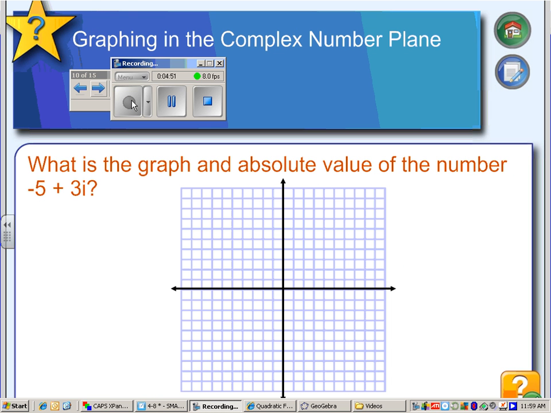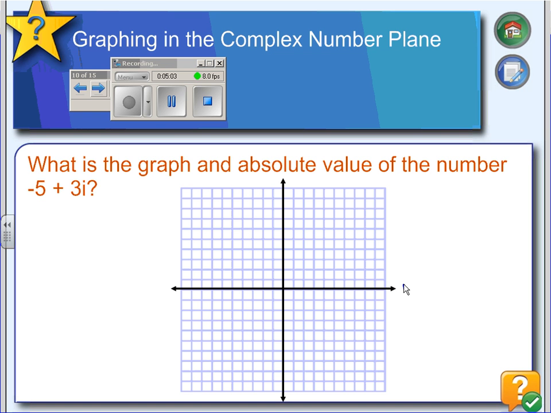So in order to give the complex number some meaning, we would need to graph it and then find its absolute value. When you graph a complex number, instead of having an x and a y axis, you have a real axis and then you have an imaginary axis. So the number -5 plus 3i would go left 5 and then up 3. So right about there, that would be the number -5, 3.